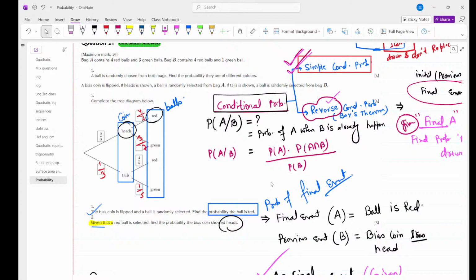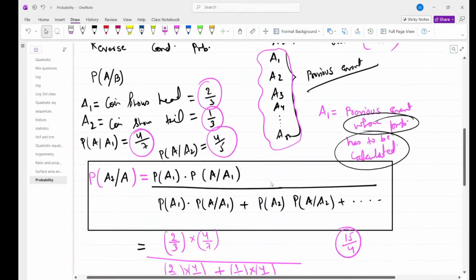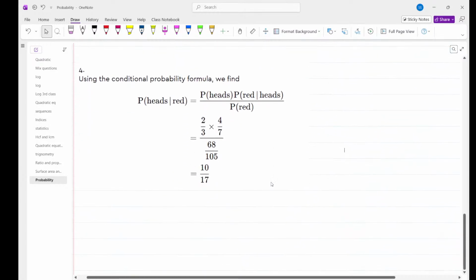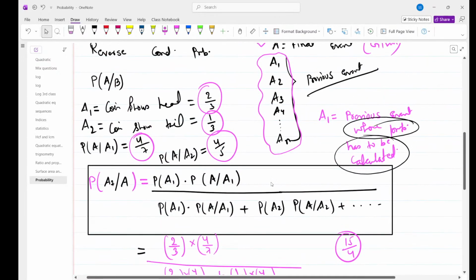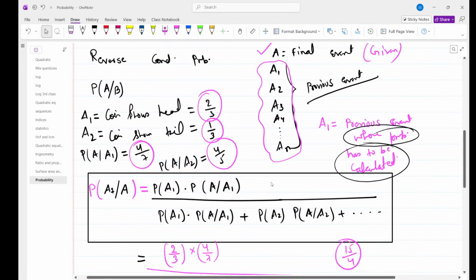Yeah, now can you go down? Reverse conditional probability. Now I want to see the reverse conditional probability. Okay, wait, in this, I have a question. Will you always have A1 and A2, or is it possible to have only A1?